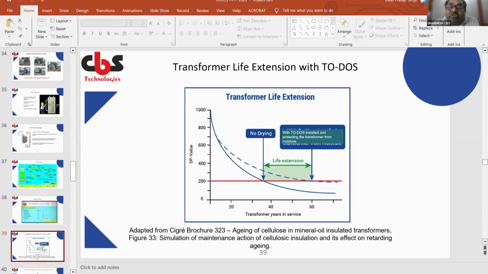Sir, CEA has also given the regulations on this, and recently CEA recommended for even 10 MVA or 20 MVA and above to put these systems to enhance the life of your biggest asset, that is the transformer. Next.